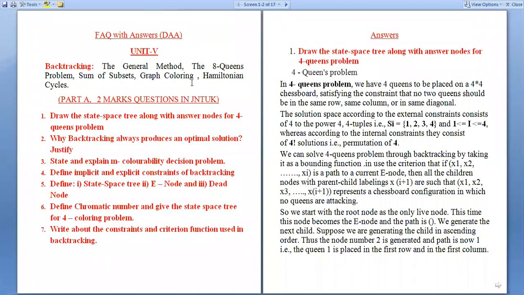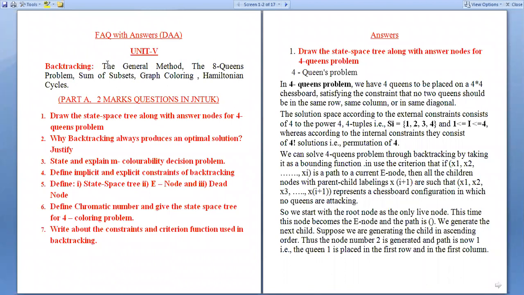Okay, today's class is on frequently asked questions with answers for the short questions in Unit 5. The topics in Unit 5, we have already covered.